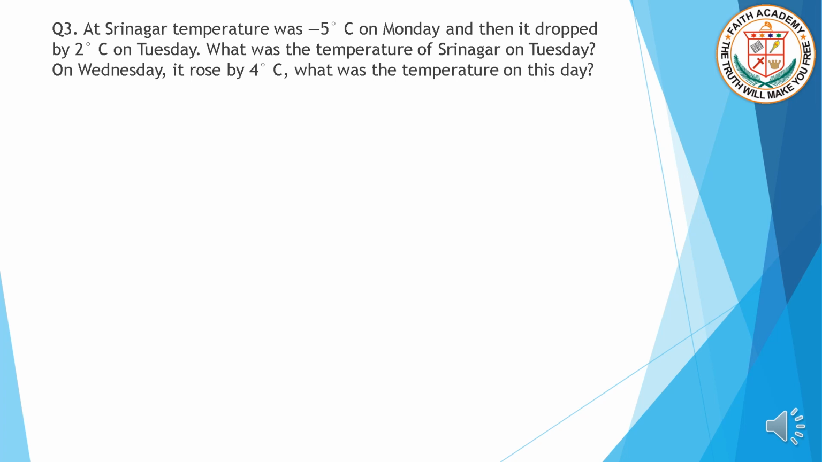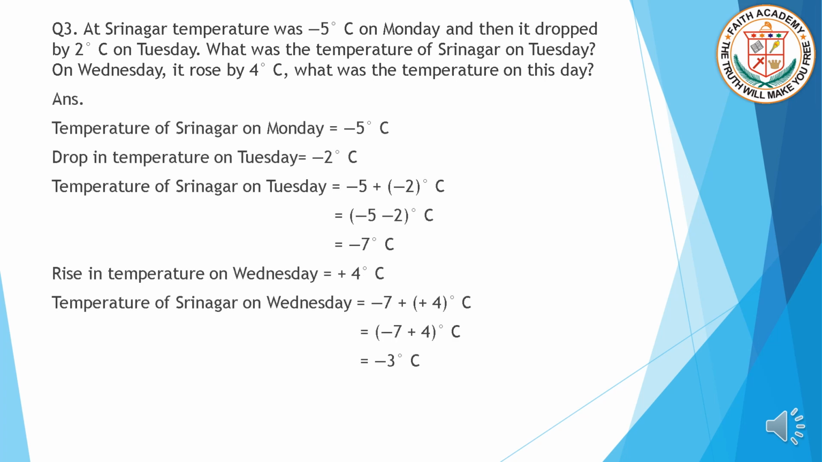So how to solve this? The first step is we will write what is given. Temperature of Srinagar on Monday is minus 5 degrees Celsius. Then we will write what is the drop in temperature on Tuesday. The drop in temperature on Tuesday is minus 2 degrees Celsius. Now we have to find out what was the temperature of Srinagar on Tuesday.